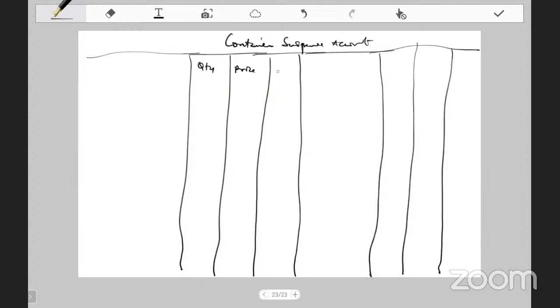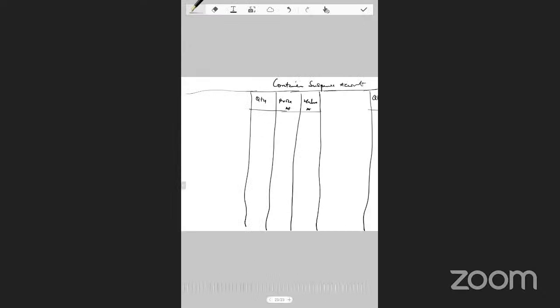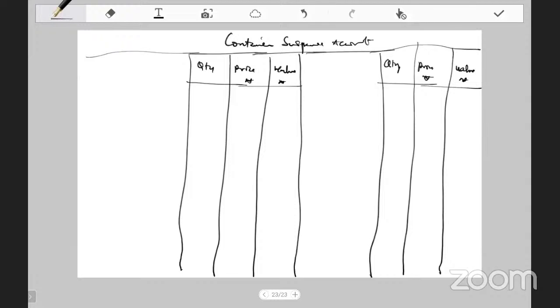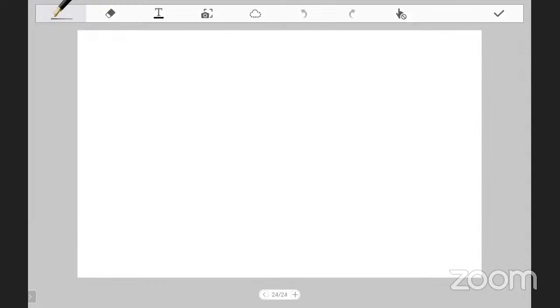Quantity, price, and value. We have the quantity, price, and value. Then the third account is done. So we'll now move to the next account. That is going to be our P&L. We refer to it as profit or loss on container.